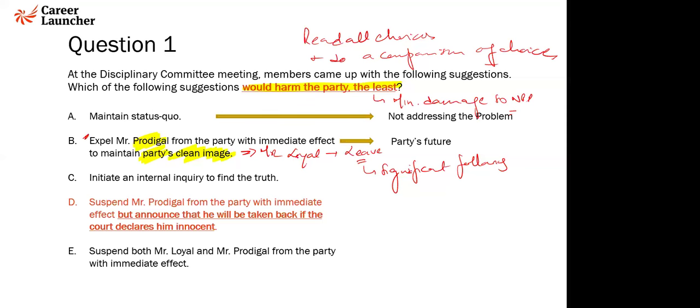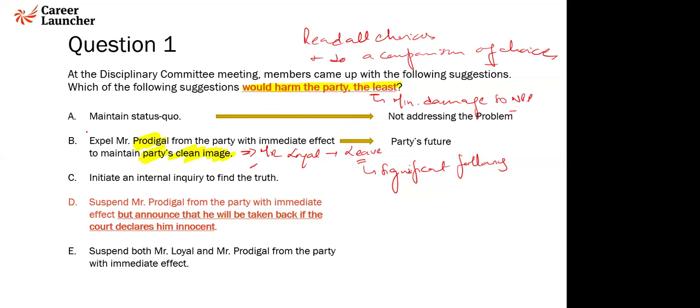So actually, choice B is going to damage the party significantly, because while maintaining status quo, as a political party, I only have to worry about the opposition parties or the social media or, let's say, social activists. In choice B, I have to worry internally also. At this point of time, Mr. Loyal will definitely take umbrage to it and say, until the court has ruled, who are you to decide whether my son is guilty or not? So choice A and B, I would say not good.